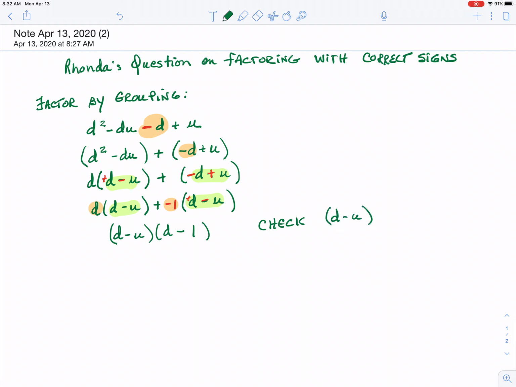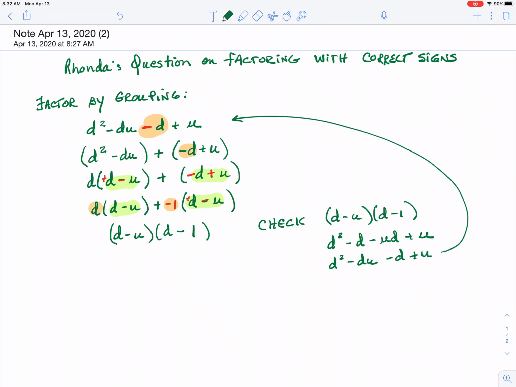And again, if you wanted to check it, you would multiply these back together using the FOIL technique. So first times first is D squared, outside is negative D, inside is negative U times D, or D times U, and on the end is a positive U. So let me see if I can rearrange it the way it was in the beginning. And you'll see that this matches back to where we started the problem.